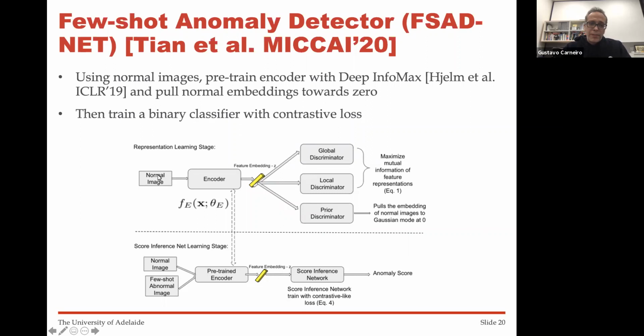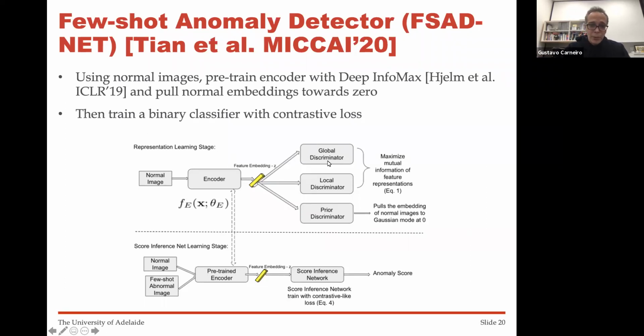So what we have here is a normal image that goes through the encoder, and the pre-training would have 3 losses. 2 of those are based on the deep infomax work. So basically, this is unsupervised pre-training. And then one of those is a prior discriminator that tries to pull all the normal images to the center of the normal images, which we assume to be 0. So that's why you see here that it pulls the embedding of normal images to a Gaussian mode at 0.